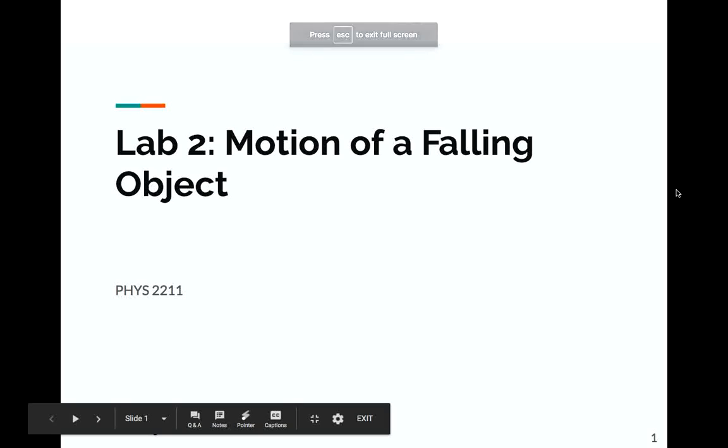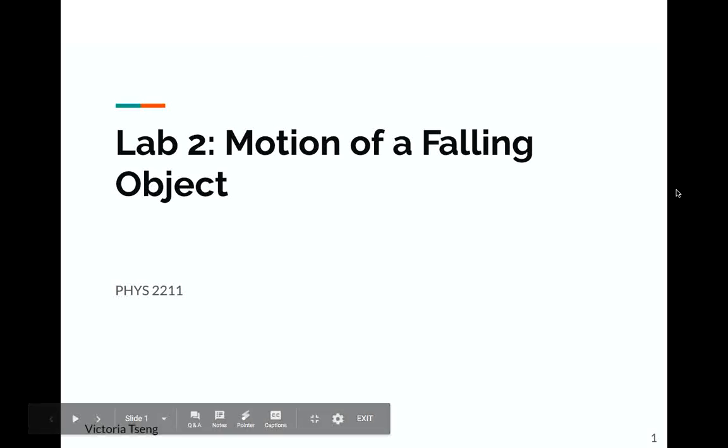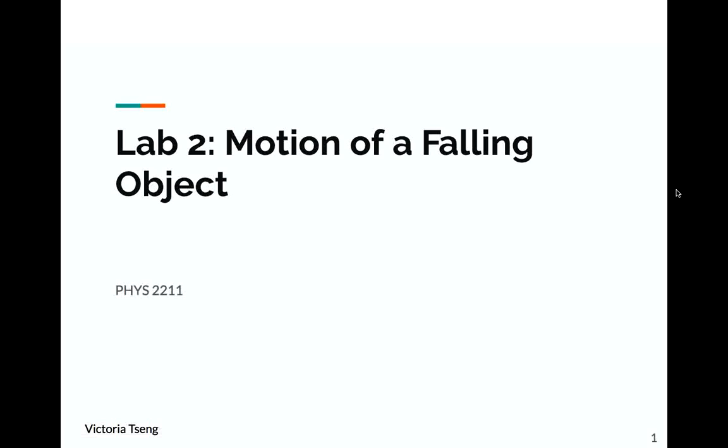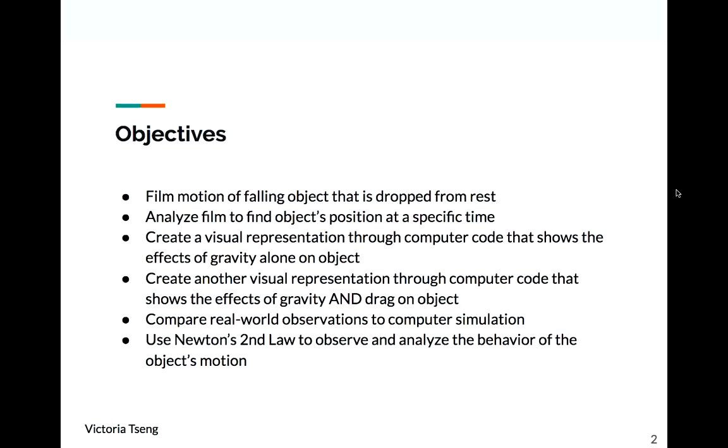Hi everyone! In this video, I will be discussing my findings from Lab 2, Motion of a Falling Object. The objectives for this lab are to film the motion of a falling object that is dropped from rest, and then to analyze that film to find the object's position at a specific time.